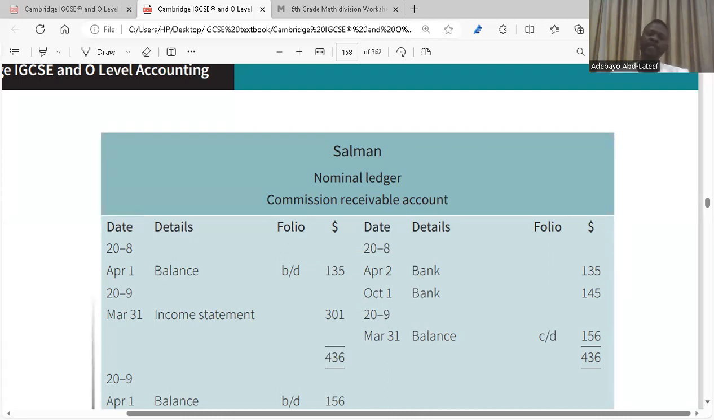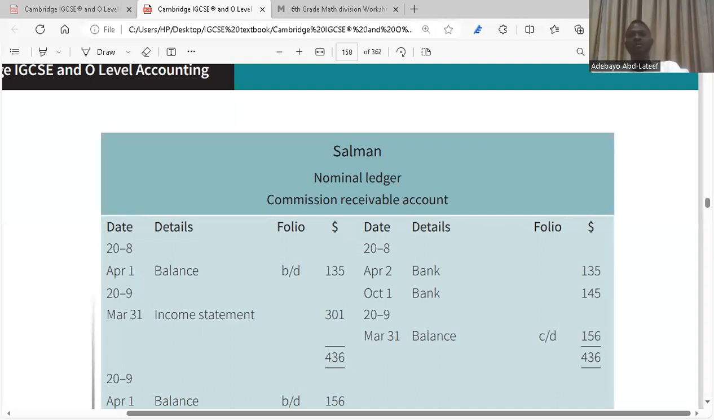Can you repeat this to the last part? Yeah. You said there's an opening balance of 135. Yes or no? Yes, opening balance. That's a debit balance, isn't it? Yes. Then he paid, they paid Salma. Yes, he paid 135. That's the opening balance. Then Salma received 135. It received 145, yet to receive 156. All these things have to be calculated together.